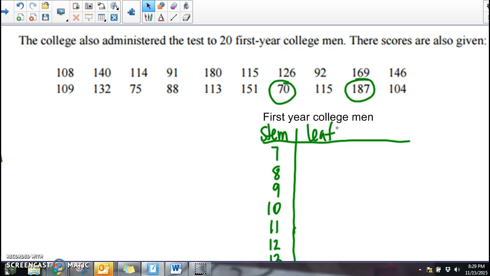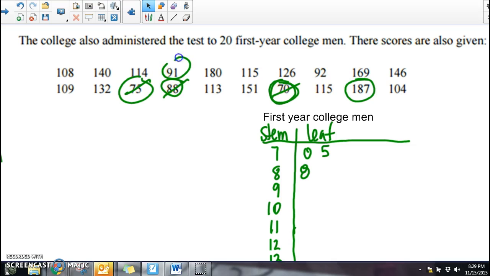And so what we would do is we would start with 70. So there's a 70 and there's a 75. So we would put 0 and we would put 5, no comma, just space them. So the 70s are done, and then we would do 80s. So looks like there's an 88, and that might be it. So I'll cross out as I go.